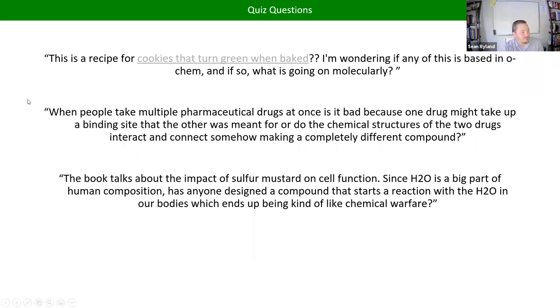And then a couple other people asked about what happens when you have multiple drugs at once. Why is that such a big deal? There are a couple things that can happen. Generally speaking, it's not because the two drugs are going to interact with each other and make something new. That is kind of the exception. That only happens in a couple different places.